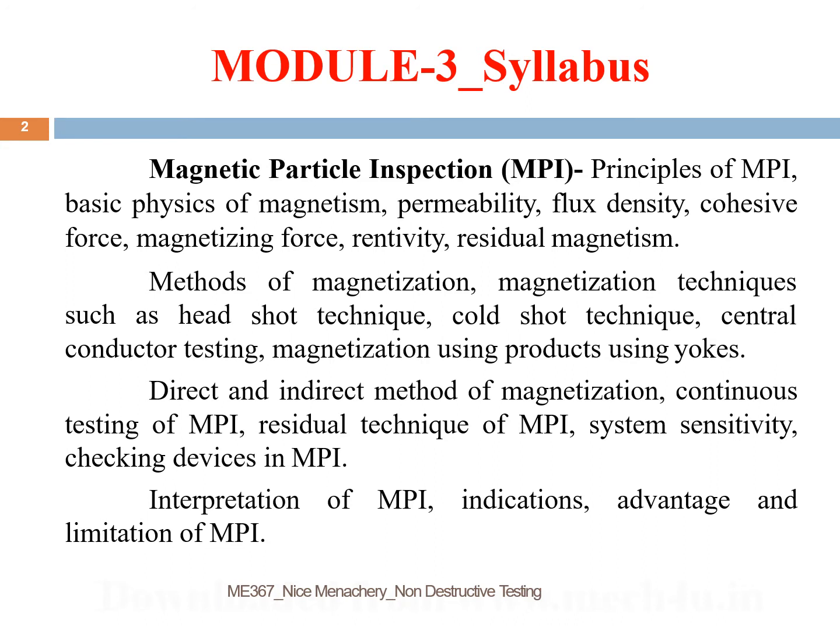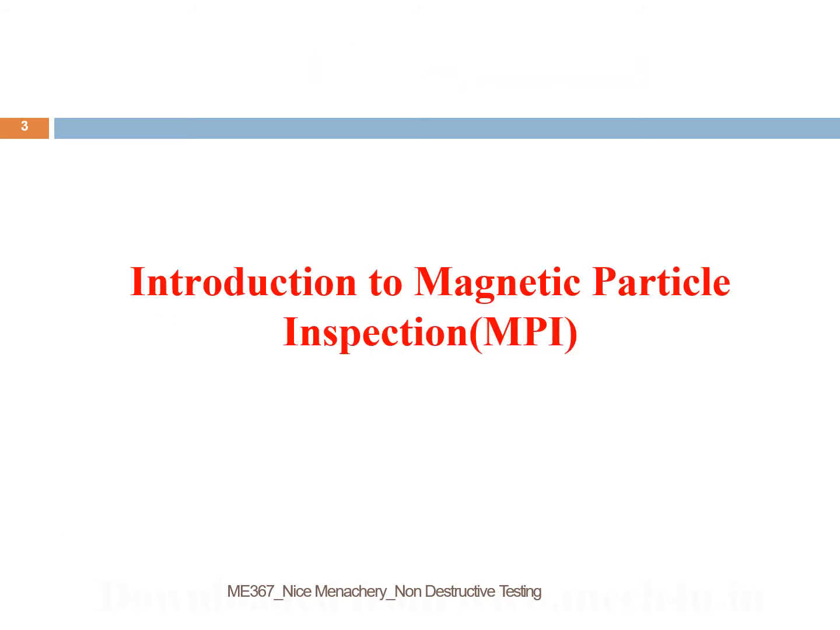So over the course of the lectures, we'll be going through the principles, the basic physics of magnetism, different terms like permeability, flux density, coercive force, the different methods of magnetism, the techniques such as hot shot technique, cold shot technique, superconductive testing techniques, and also magnetization using yokes. And also we'll be discussing direct and indirect methods of magnetization, continuous testing of MPI, residual technique of MPI, system sensitivity, checking devices, and also the interpretation of the MPI results, and also the advantages and disadvantages.